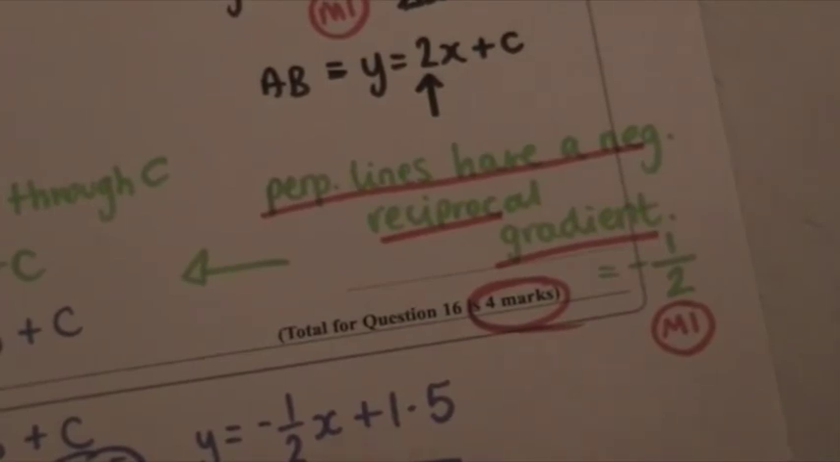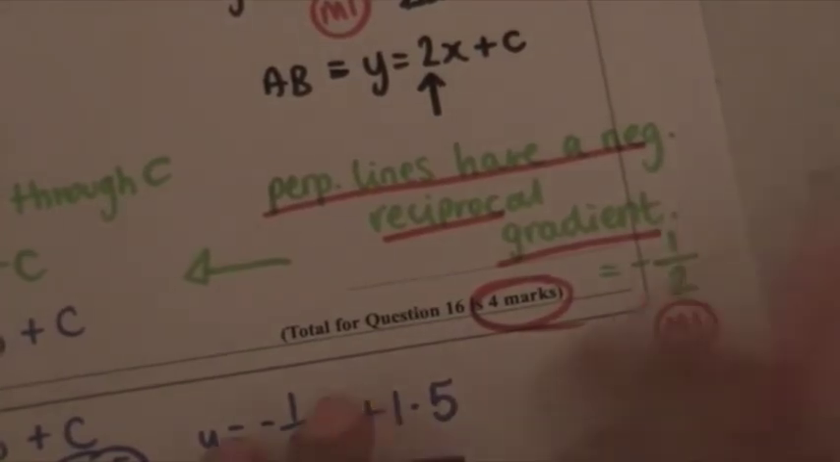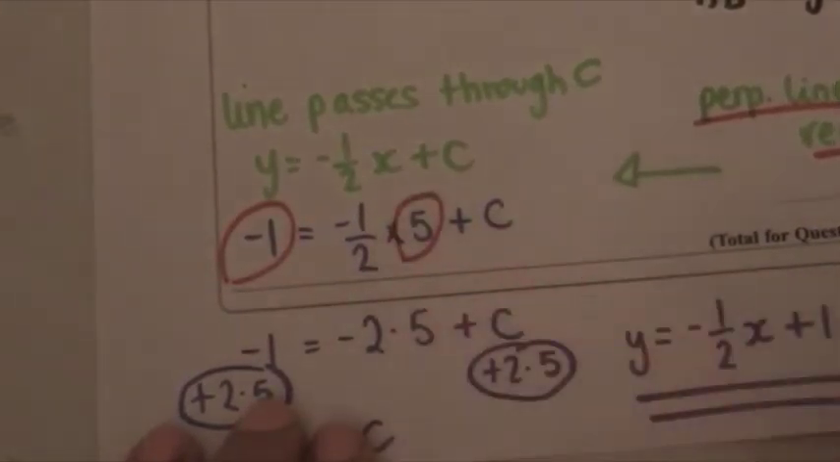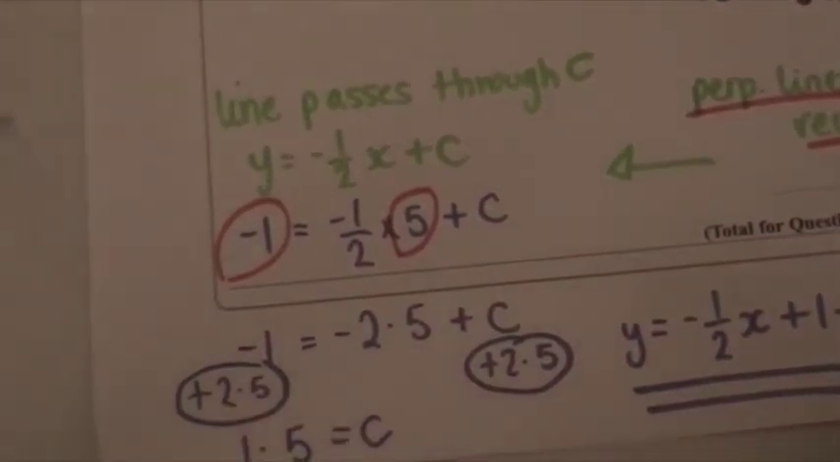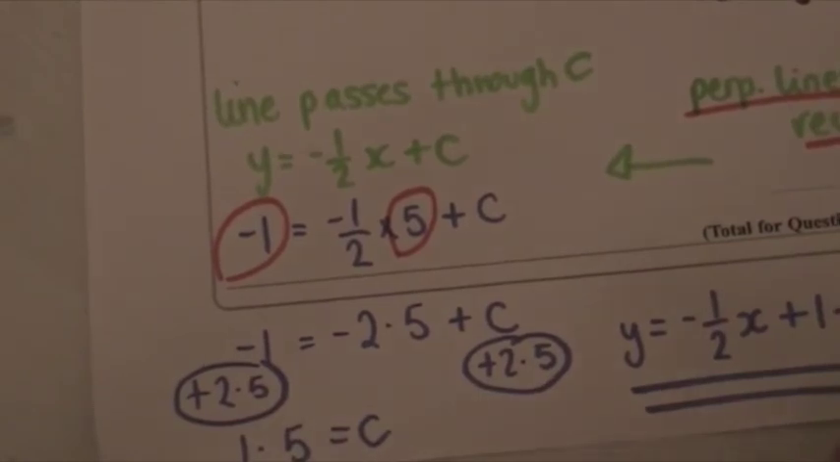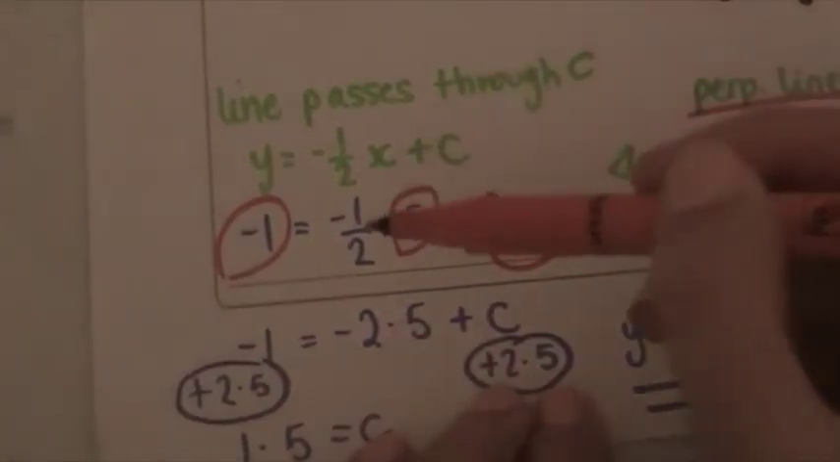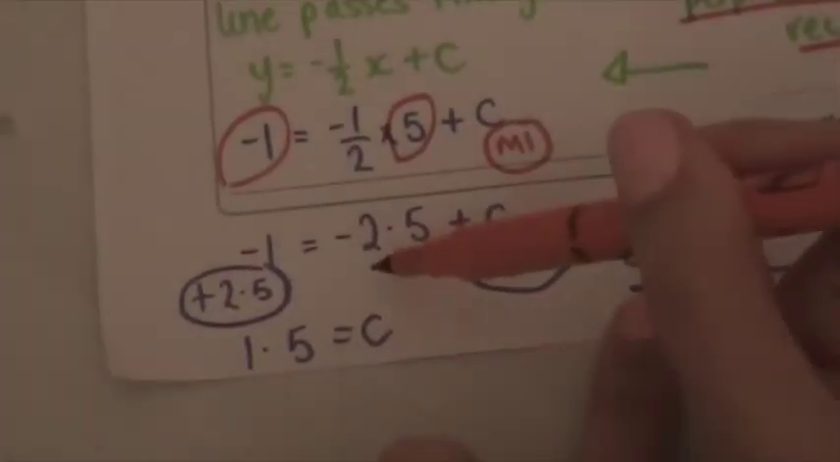Your third method mark, which again is dependent on your second, is for realising that we can substitute in the values of minus 1 for y and of 5 for x to our new y equals mx plus c for the line that passes through the point C. So that is your third method mark for correctly substituting in those values to create the y-intercept.